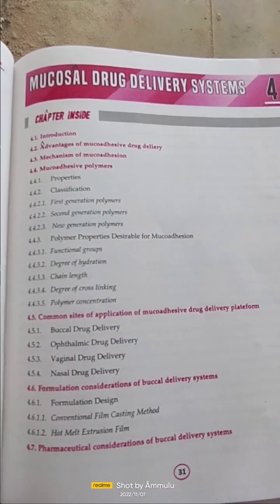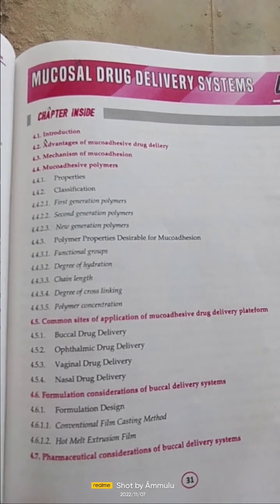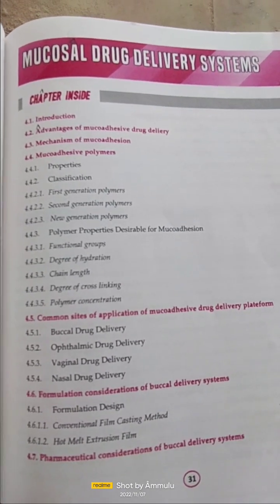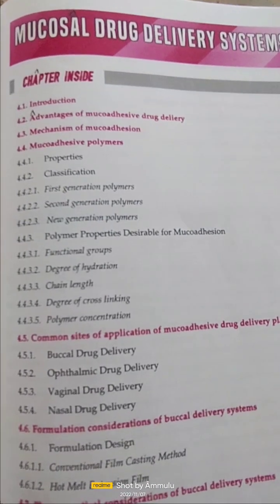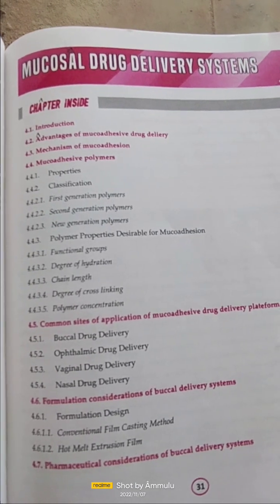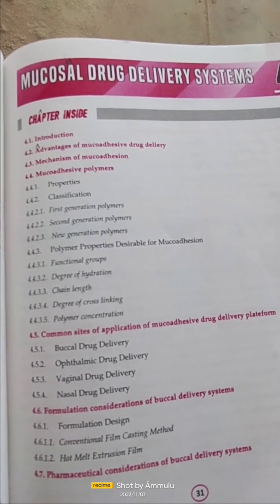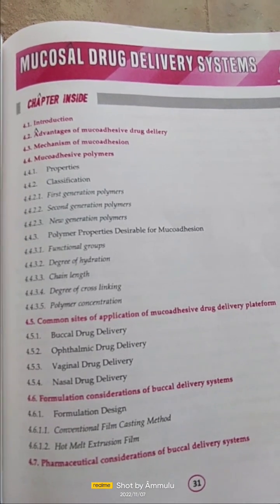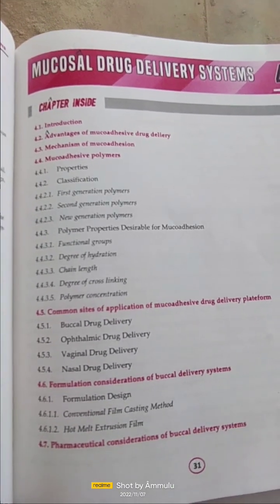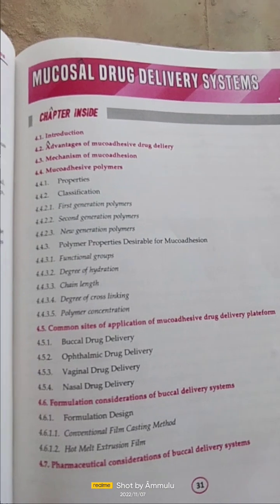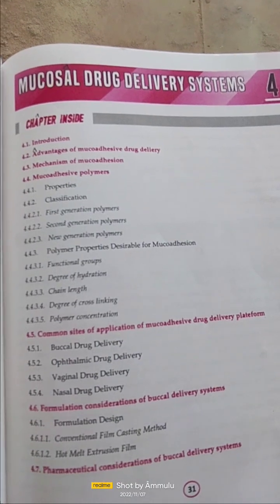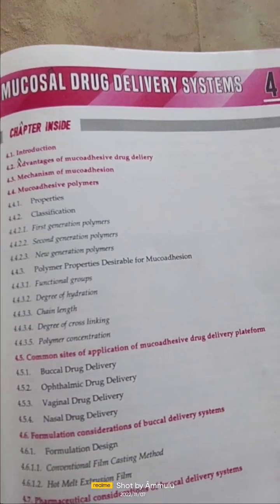And some other common sites for application are buccal drug delivery, ophthalmic drug delivery, vaginal drug delivery, and nasal drug delivery sites to apply the drug into the mucous medium. And formulations like conventional film coating method and hot melt extrusion method. These are some types of methods to formulate the mucosal drug delivery system.